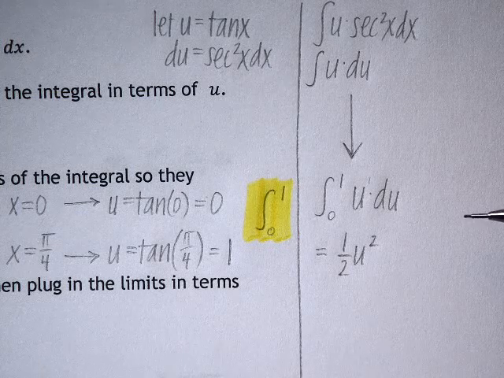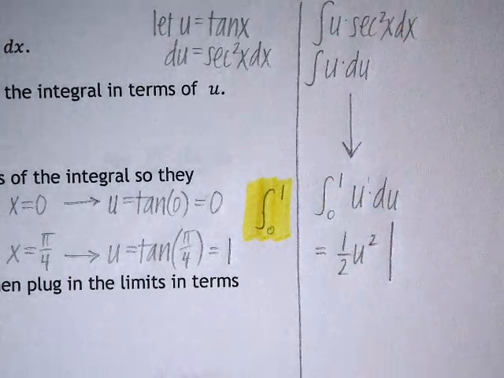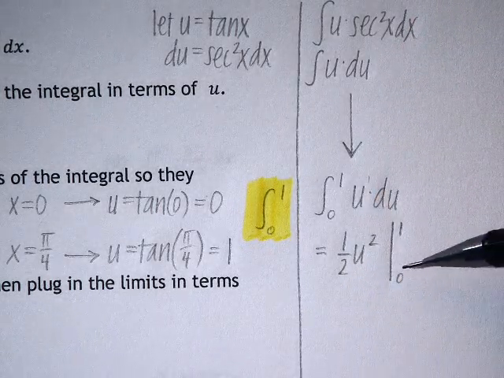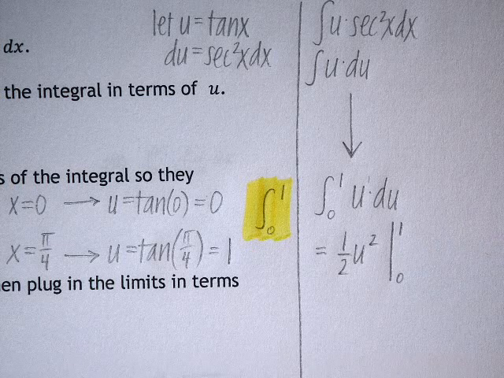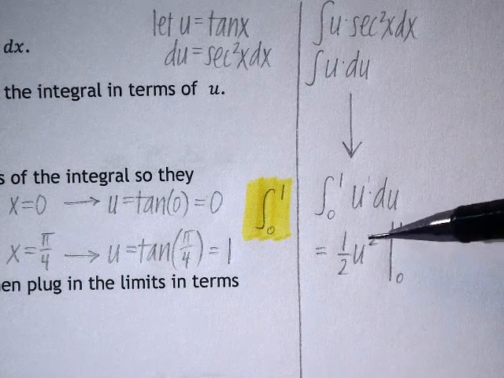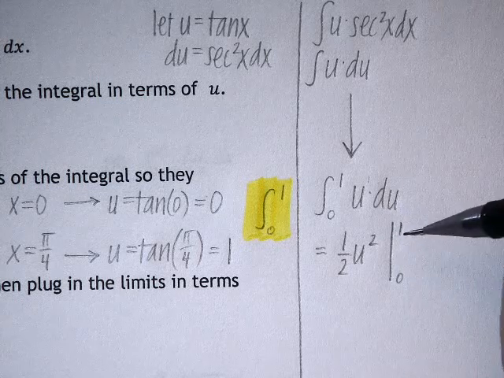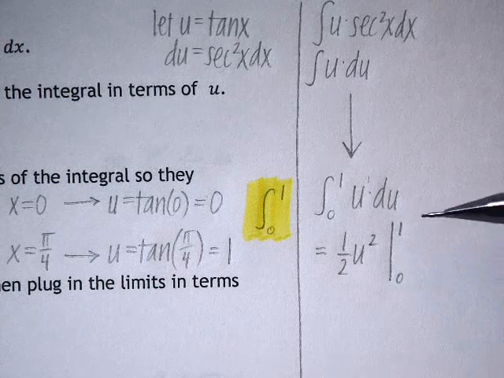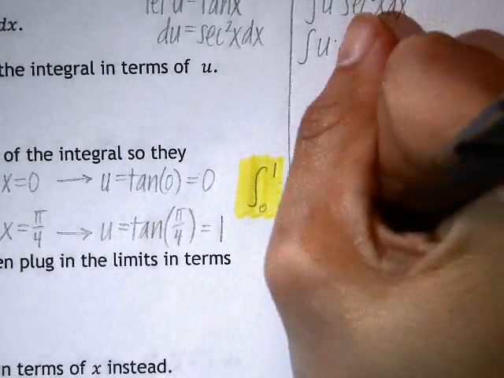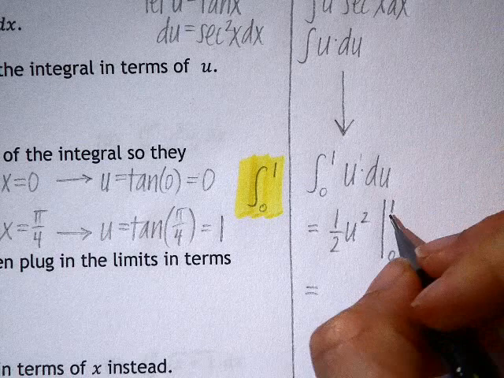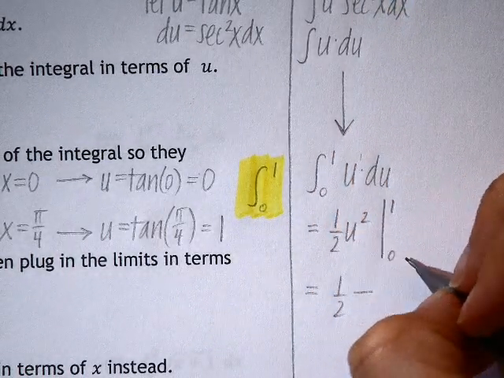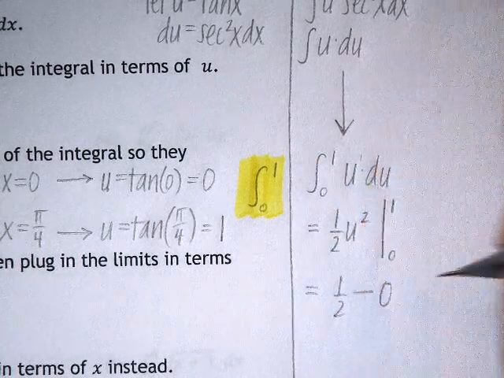So in lieu of the plus c, we do our evaluation bar, and we say we'll evaluate at 1 and at 0. Technically, when you read it, you do say from 0 to 1, but because when we evaluate, we plug in 1 first, then we plug in 0, then we subtract, I personally read it as 1 and 0 to remind myself of the order that I'm going to do the math. So now that I've finished this up, I have 1/2 times 1 squared, which is 1/2, minus 1/2 times 0 squared, which is 0.